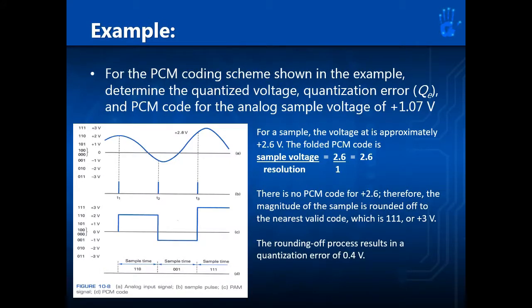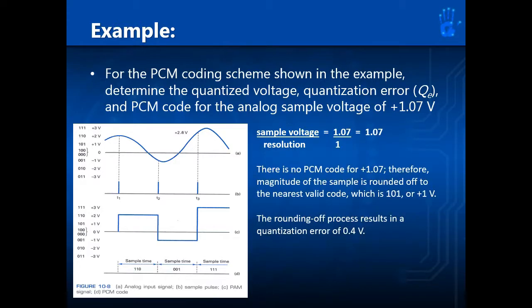Example. For the PCM coding scheme shown in the example, let's take a look at an example problem. Determine the quantized voltage, quantization error, and PCM code for the analog sample voltage of 1.07 volts. This is just like the example earlier. So for a sample voltage 1.07 divided by the resolution 1, we have 1.07. And since there is no PCM code for positive 1.07, therefore the magnitude of the sample is rounded off to the nearest valid code, which is 101, or positive 1 volt.